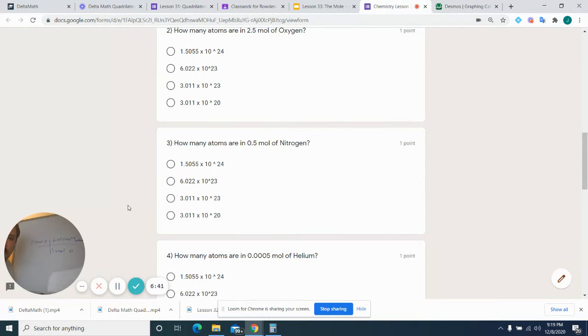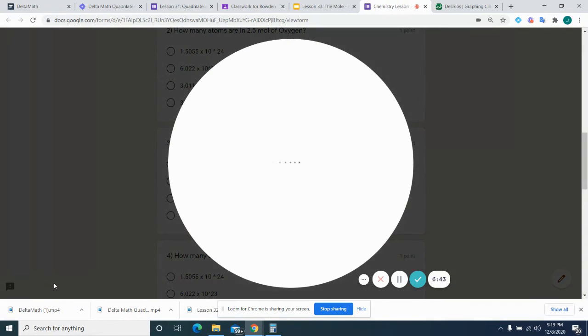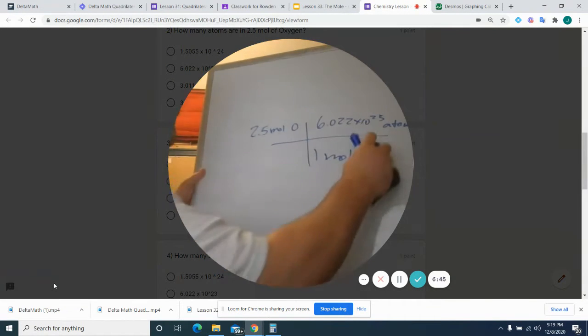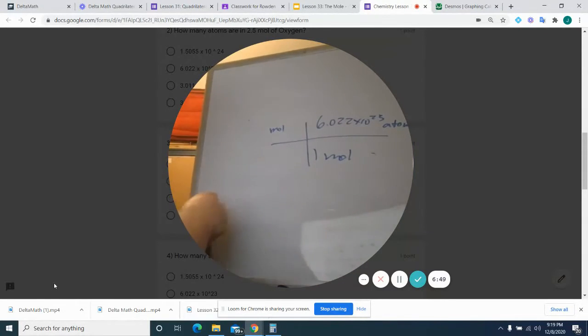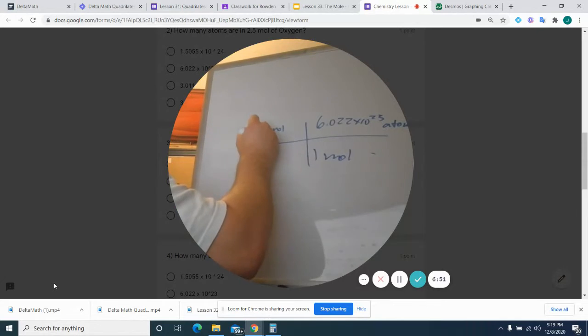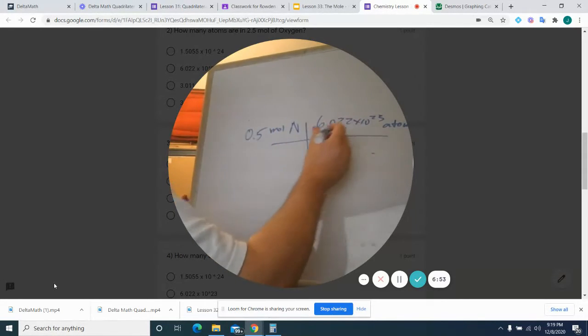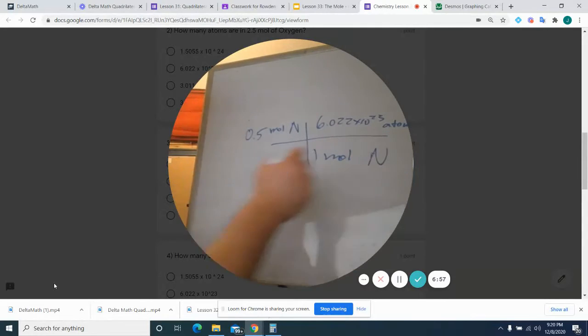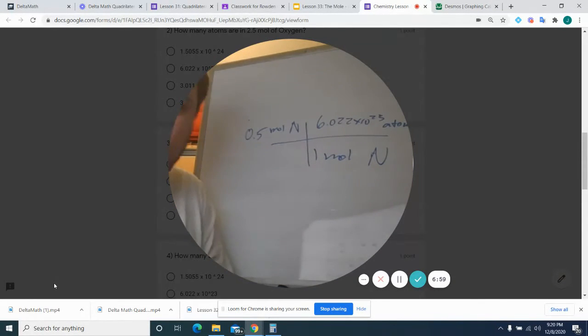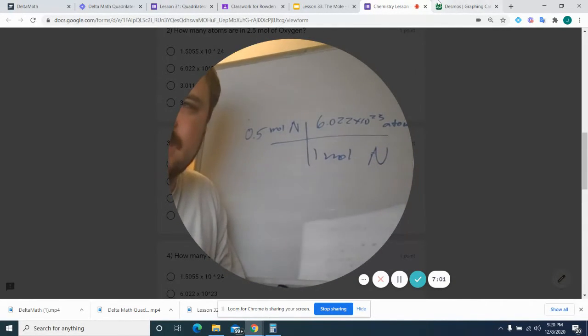Nitrogen. So with this one, just for the sake of time, I'm going to leave everything but replace the only things that change. So it's 0.5 moles of nitrogen, and 6.022 times 10 to the 23rd atoms of nitrogen equals 1 mole of nitrogen. So now you're just going to do 0.5 times 6.022 times 10 to the 23rd.